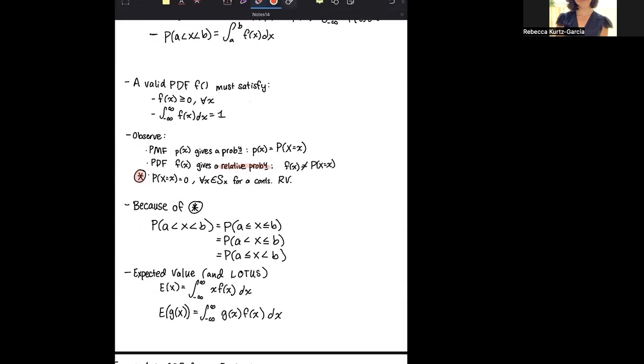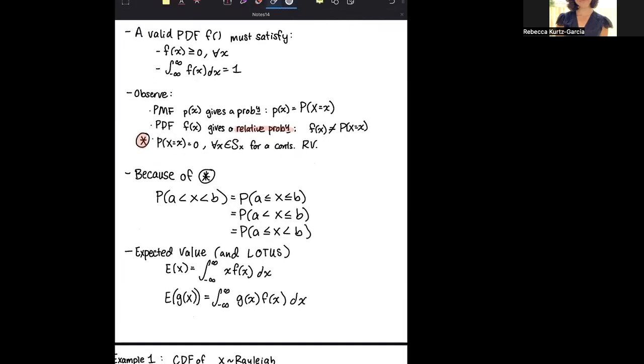We still have the concept of an expected value as well. So the expected value of X is just equal to the integral over all the real numbers of x times its PDF. And we also have LOTUS. Again, this looks just like what we had with PMFs, but we're switching out summations for integrals.